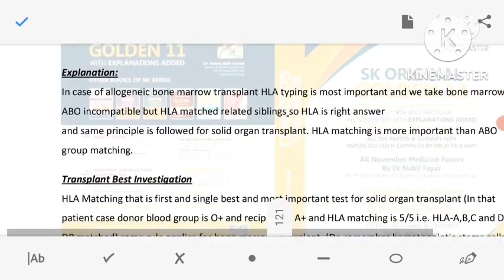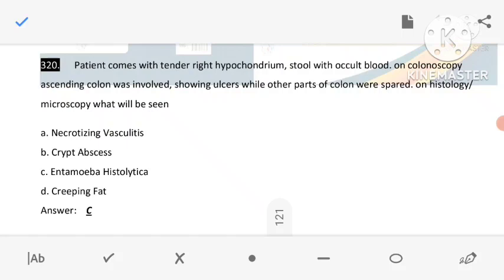Point number 320, patient comes with tender right hypochondrium, stool with occult blood. On colonoscopy, ascending colon was involved, showing ulcers while other parts of the colon were spared. On histology microscopy, what will be seen? It is actually infection caused by Entamoeba histolytica. So C is the right option, Entamoeba.